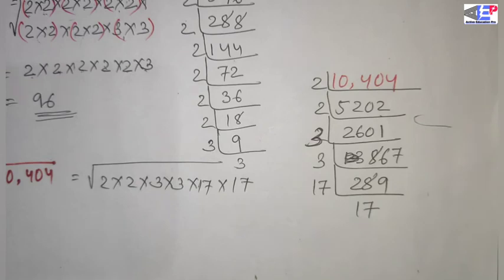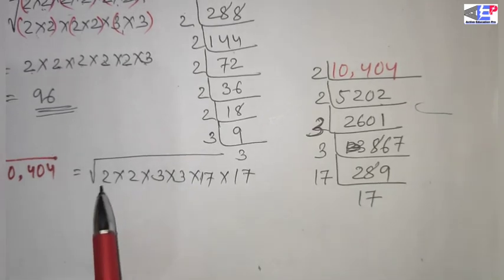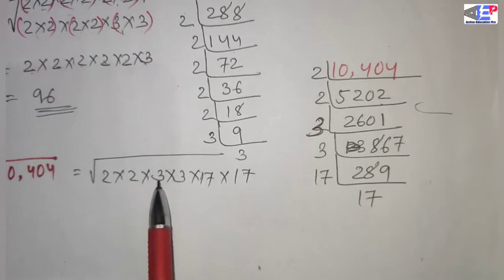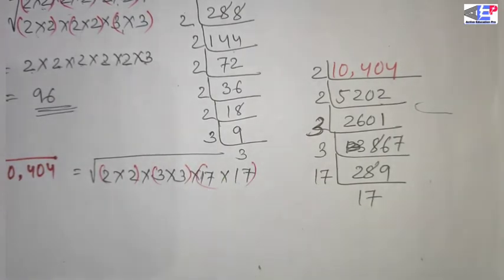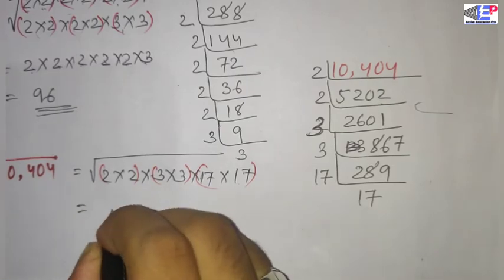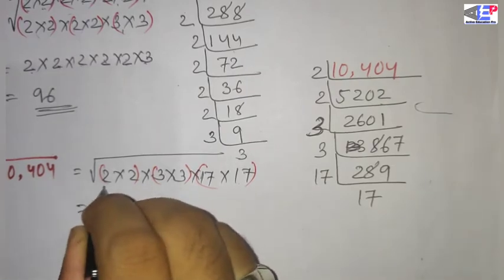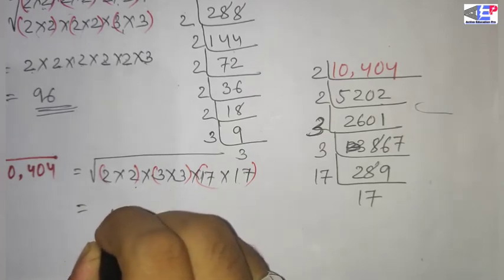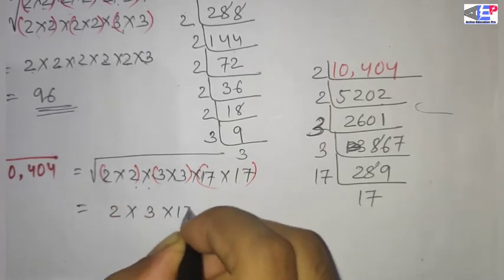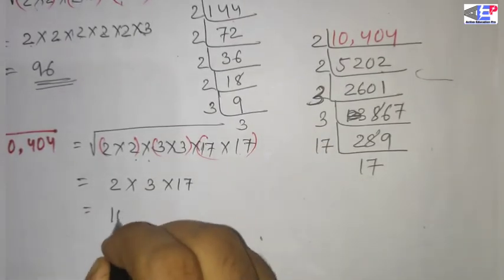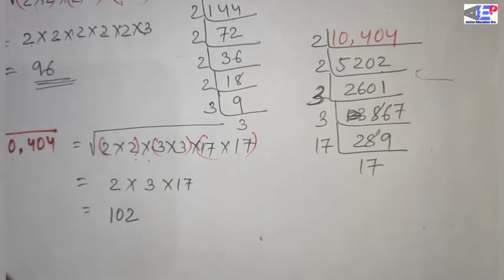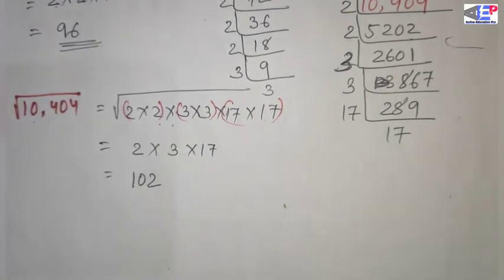So now we write the factorization here and check the number of prime factors: 1, 2, 3, 4, 5, 6. There are 6 factors, so it is a perfect square. Let's group it: 2 into 2, 3 into 3, and 17 into 17. And here extract one number from each group. There are two 2's, so take one, then 3 and then 17. Here 17 3s are 51, 51 2s are 102. The square root of 10,404 is 102.